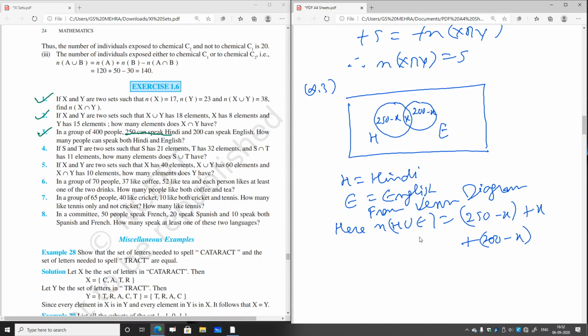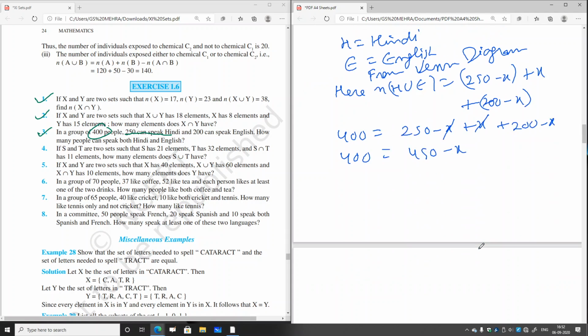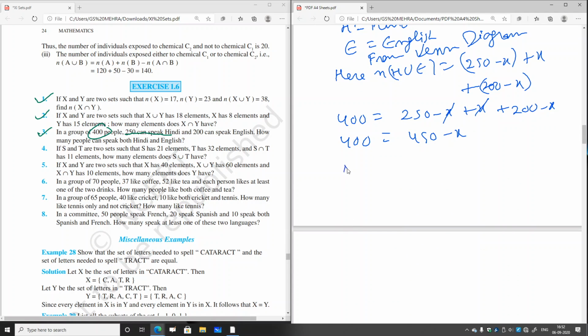Now what is the value of n of H union E? Here it is given 400 people. So 400 equals, remaining will write here, 250 minus X plus X plus 200 minus X. Minus X plus X cancelled out. 400 equals 250 plus 200 is 450 minus X. Now taking 450 to the other side, we'll get 400 minus 450 equals minus X. So minus 50 equals minus X. Cancelling minus sign both sides, we get therefore X equals 50.